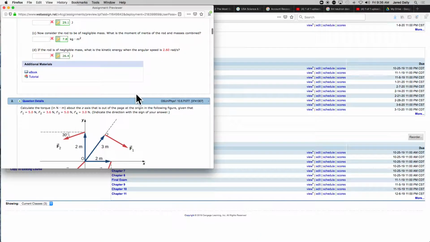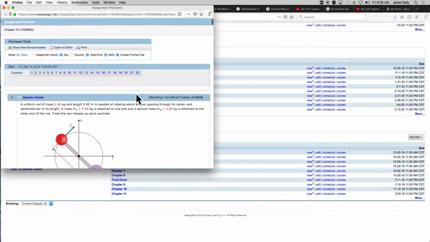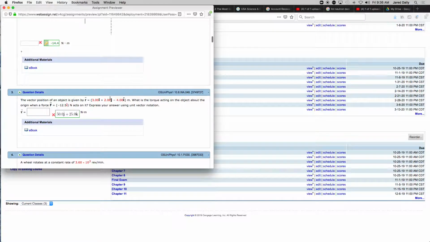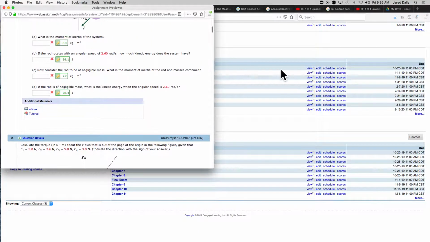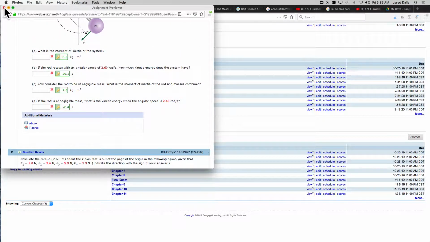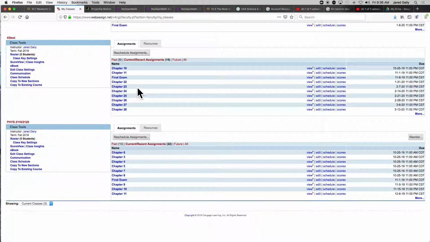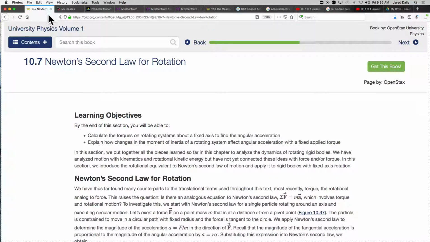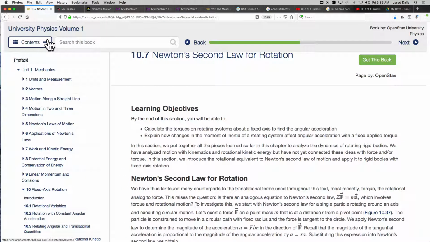So here we give you one problem where you actually have to calculate the torque from the vector forms. We have R is 3 i hat, 2 j hat, minus 4 k hat, and then the force is negative 12.5 i hat. And they want you to calculate the torque. Well, you go back to the very beginning, chapter 2.